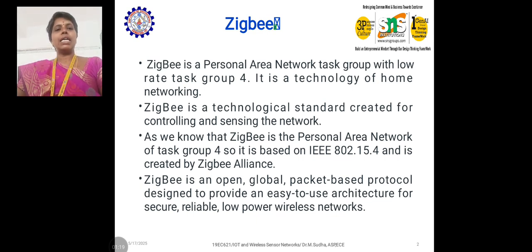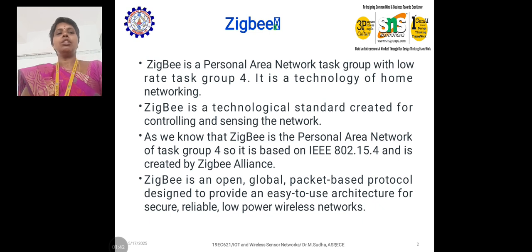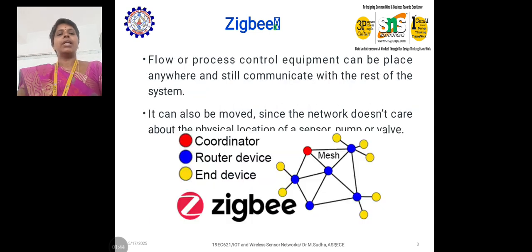Okay, as we know, Zigbee is a personal area network task group 4, so it is based on IEEE 802.15.4, and it is created by the Zigbee Alliance. Yes, we all know that it is created by the Zigbee Alliance, right? And Zigbee is an open global packet based protocol designed to provide an easy to use architecture for secure, reliable and low power wireless networks.